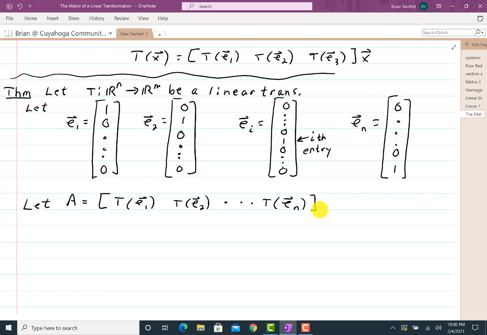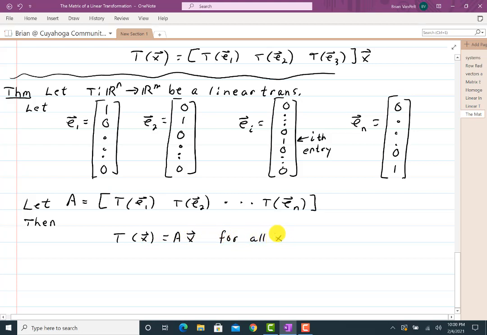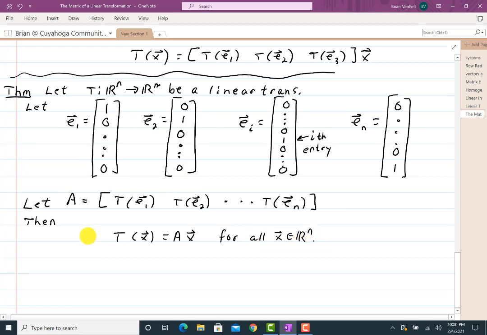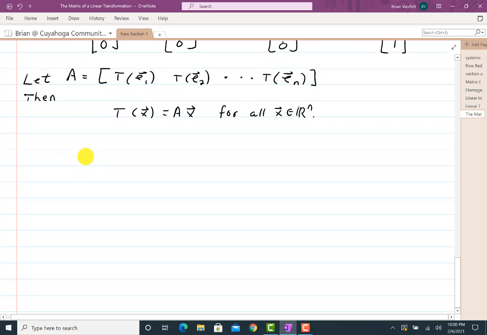So anyways, we let A equal this matrix, then T of x equals Ax for all x in Rn. And the proof is really simple. It's not much different than what I had. So what we can do is, if x is in Rn, and I should probably use full sentences here because it's a proof. A proof is a formal collection of statements to try to deduce a point.